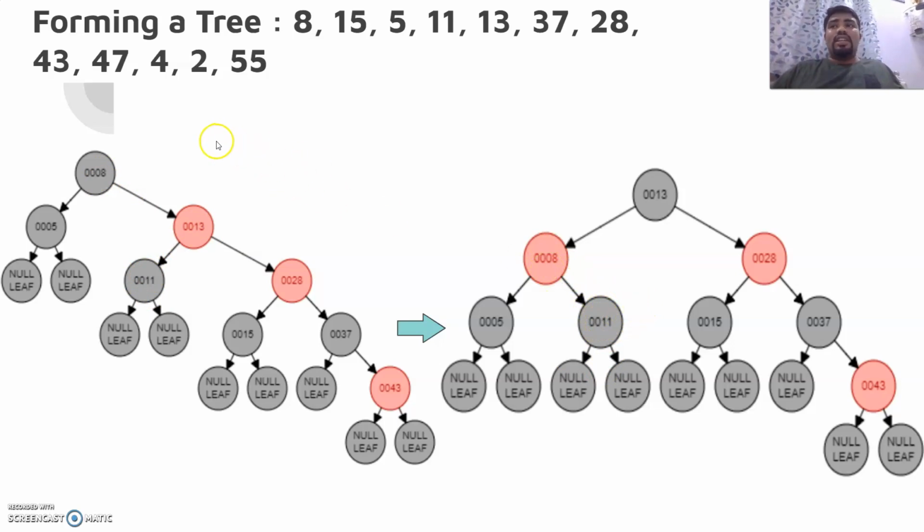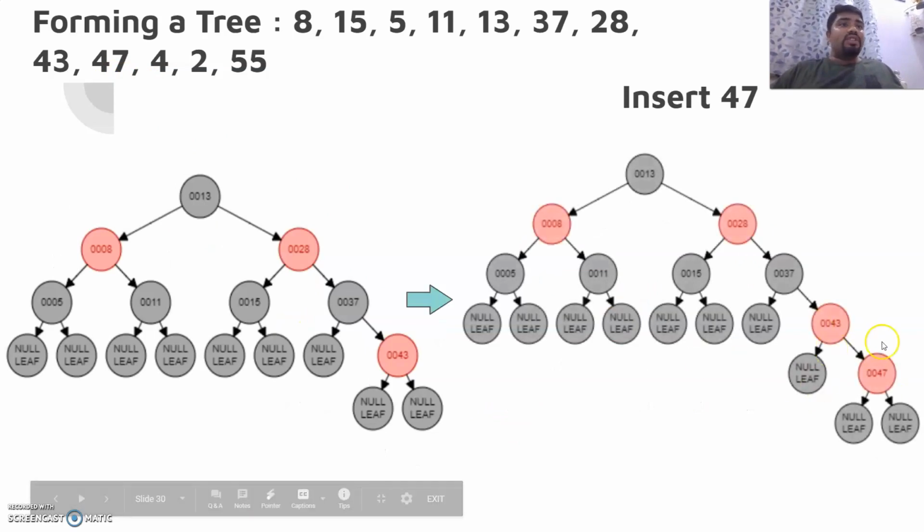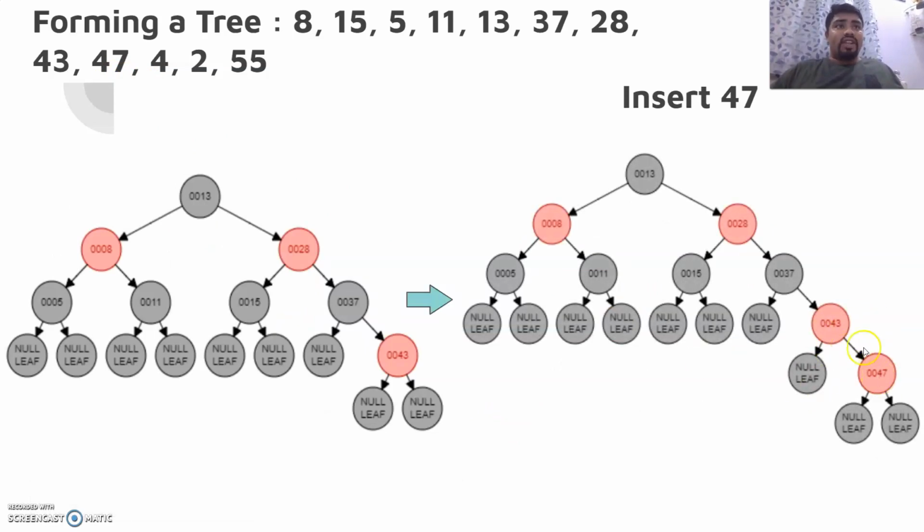Now let's insert the next element, that is 47. So where will 47 go? It is the heaviest element now, and it will again go towards the right of 43, right? So it's a red-red parent-child conflict. Now 47 looks for his uncle. Who's the uncle? There is no uncle. It is a null leaf node. So now in this case, obviously I have to perform some rotation. Which rotation I need to perform?